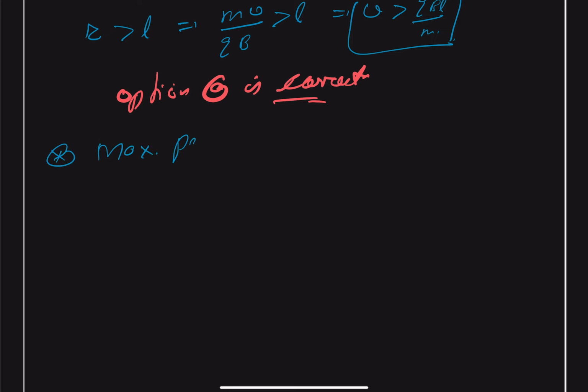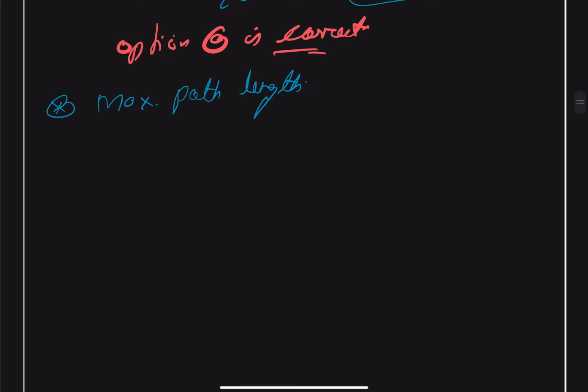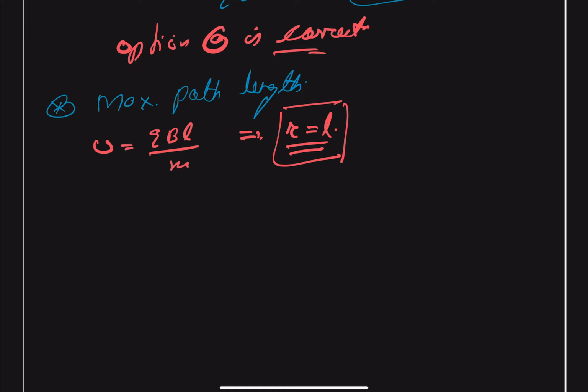Maximum path length, and we know that our velocity is qBL upon m, and we can say the maximum path length, that is our r, should be equal to L. So under this condition, the particle just grazes the opposite boundary and turns back. When the radius is equal to the length of region 2.